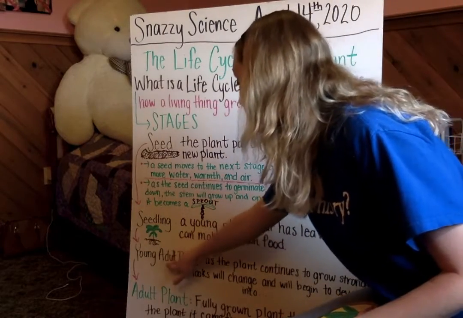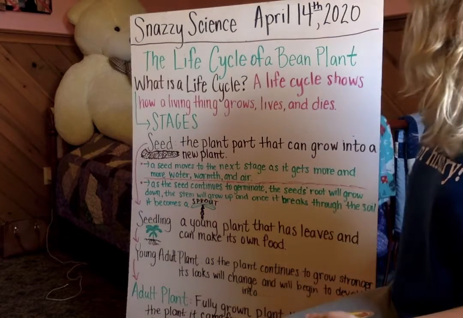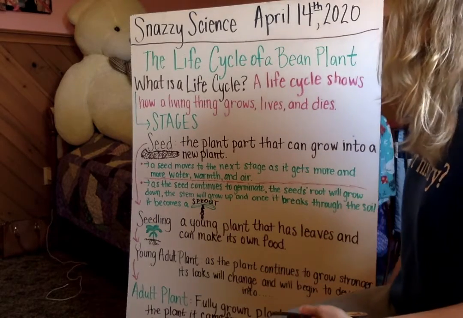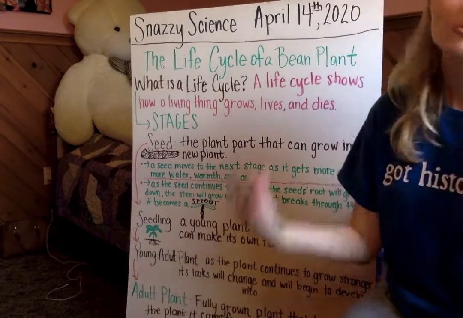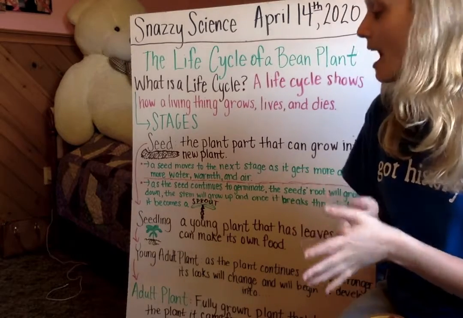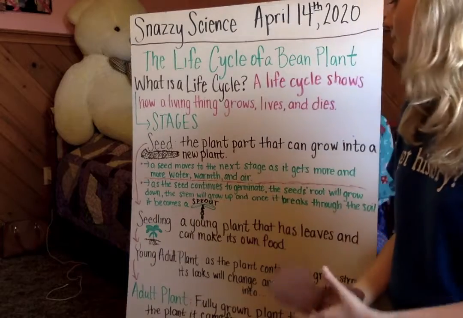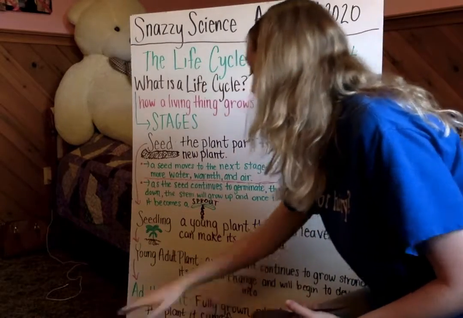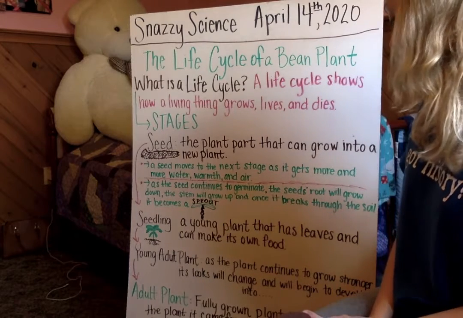So from a seedling, it grows into a young adult plant. As the plant continues to grow stronger, its looks will change and will begin to develop into an adult plant. And I'll go into the young adult plant now. A young adult plant has more leaves than a seedling. It's growing stronger every day as it continues to grow. So then we move into an adult plant. It's a fully grown plant that looks like the plant it came from.